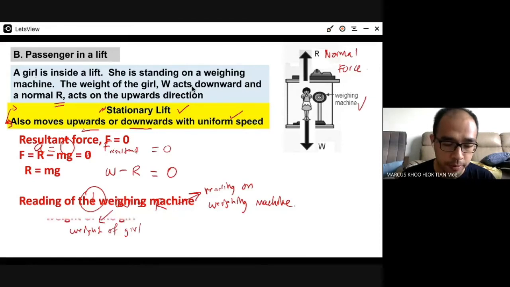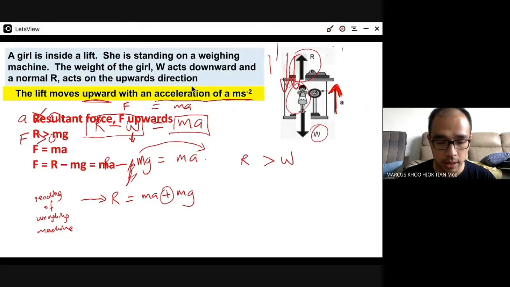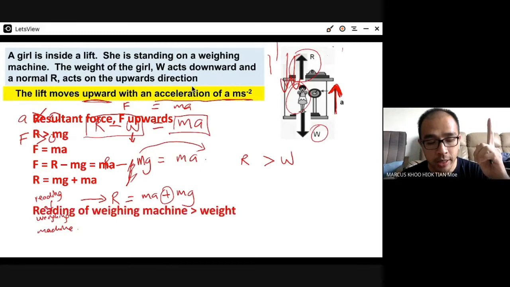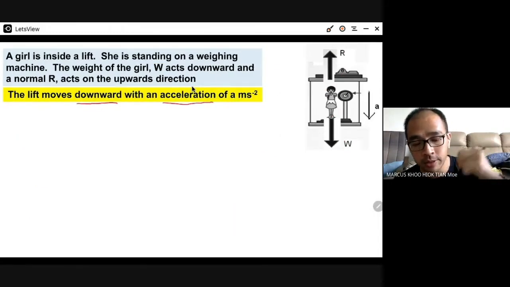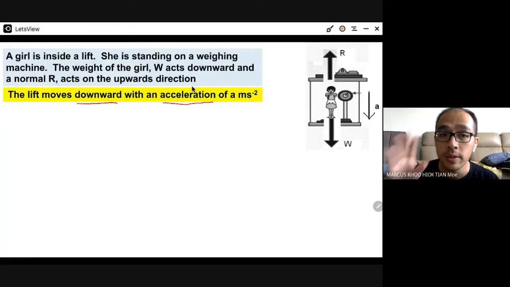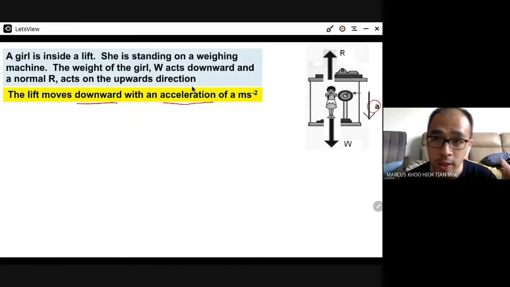Third situation. So the first one is they're stationary or not moving with acceleration. Second one is moving upward with acceleration. So the third one is moving downward with an acceleration. Okay, so same question just now, that I asked Michelle, I'm going to ask Oswald this time.